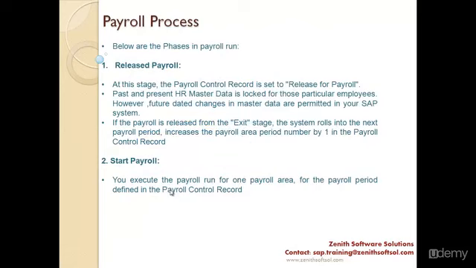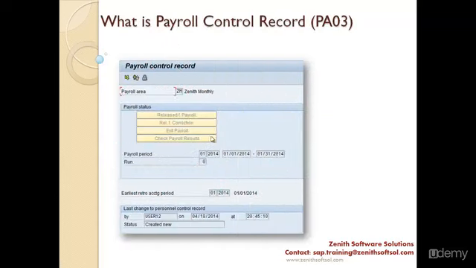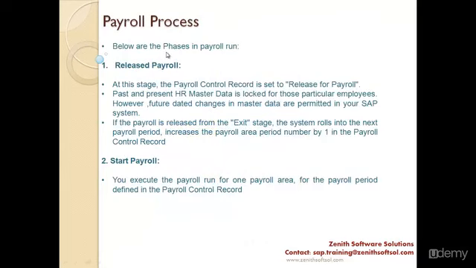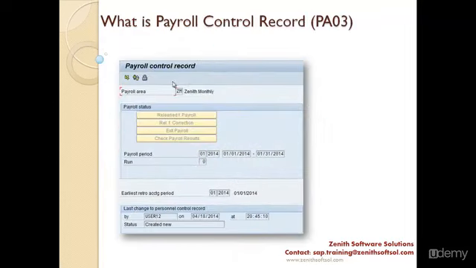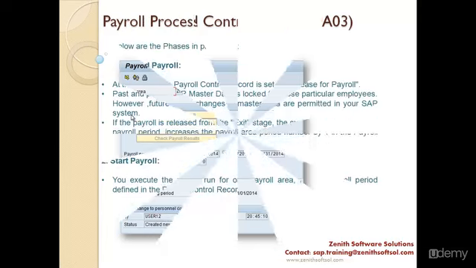Now let's understand the payroll process. As I mentioned in the previous slide and this particular screen, if you see, there are 4 different phases. Let's see what those phases are. Below are the phases in a payroll run. First one is released payroll. What do you mean by released payroll? At this stage, the payroll control record is set to release for payroll. Meaning, when you click this button, it will be released and a green tick mark will come. It means the payroll has now been released for payroll.